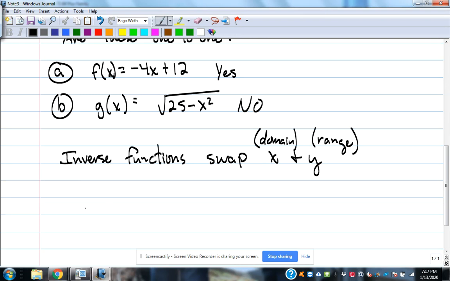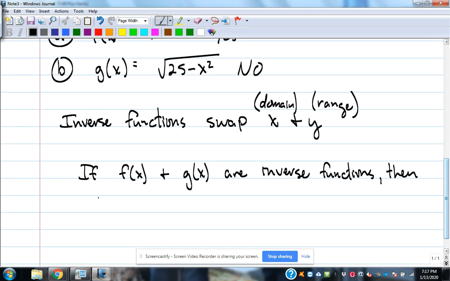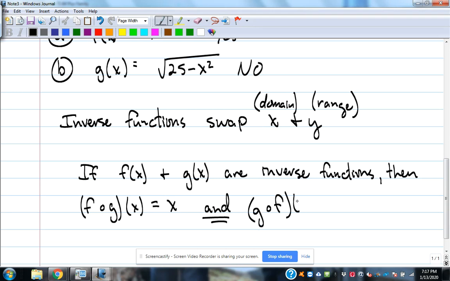So if f of x and g of x are inverse functions, then f composed with g of x equals x, and g composed with f of x equals x.